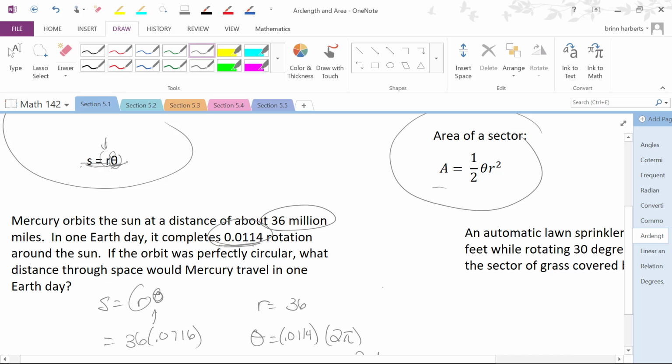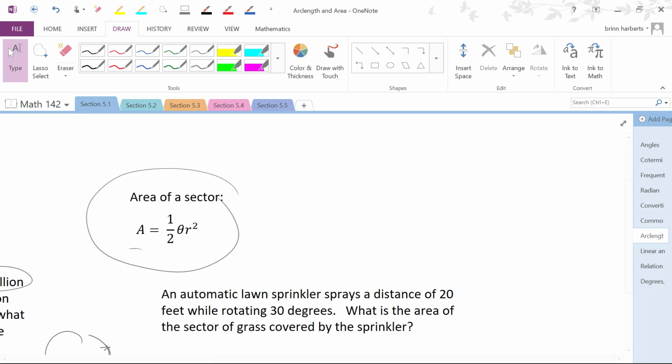That's the distance around the circle that it covers, from here to here, arc length. Okay. I can also find the area of a sector. A sector is a piece of a circle where I find the center of the circle, I measure out some angle, and this is my sector.